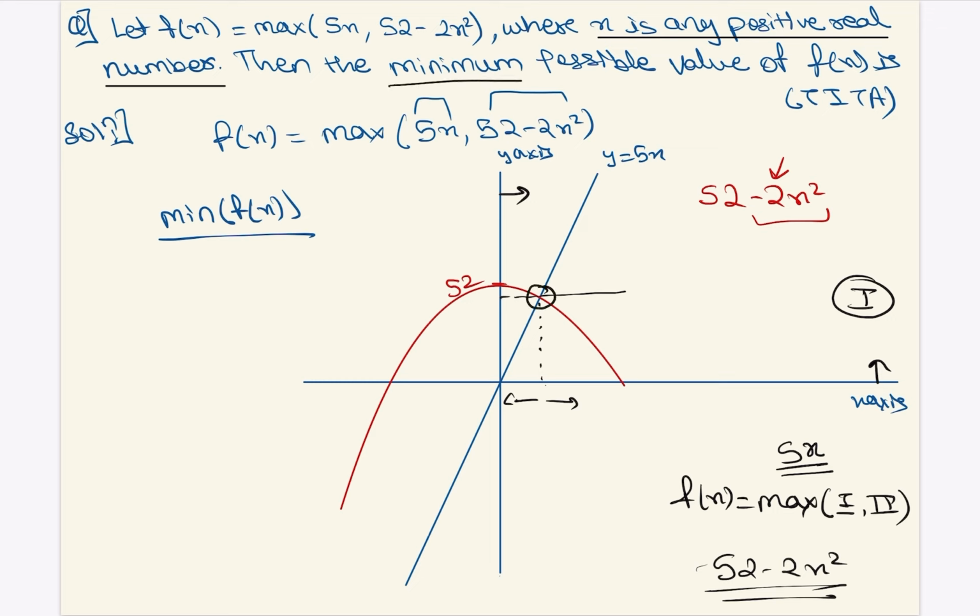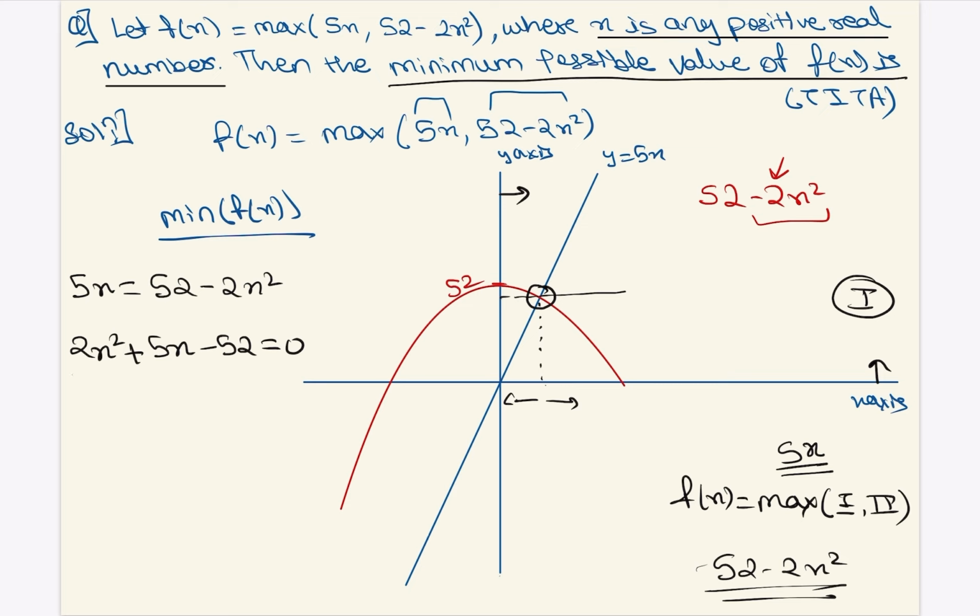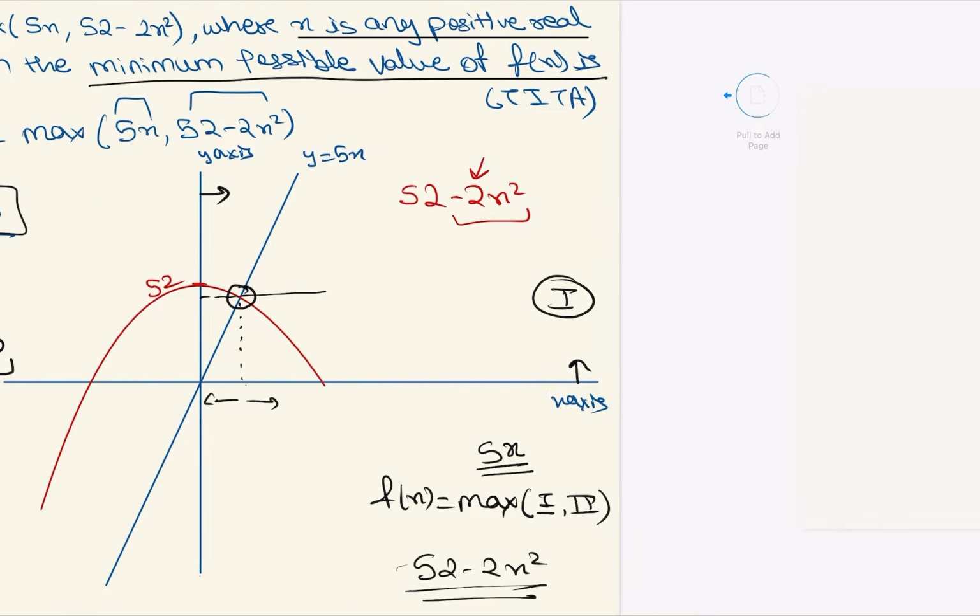So I have to calculate the minimum possible value of f of x, which is at the intersection of these two functions. Intersection is basically at a point where both will have the same value, which is 5x equal to 52 minus 2x square. I just take everything to the left hand side, 2x square plus 5x minus 52 equal to 0, and I'll get the solution of this, which is the answer. I have to figure out the solution for this equation so that I can get the minimum of f of x. At this point, I'll just remove the graph and solve this quadratic equation.